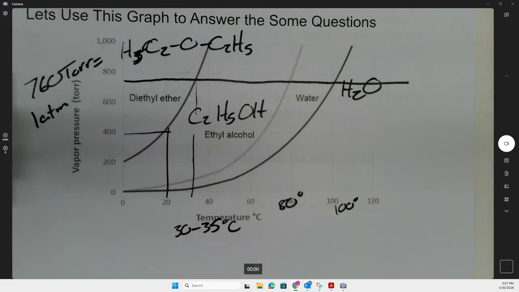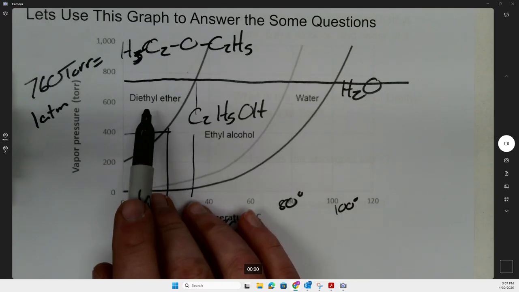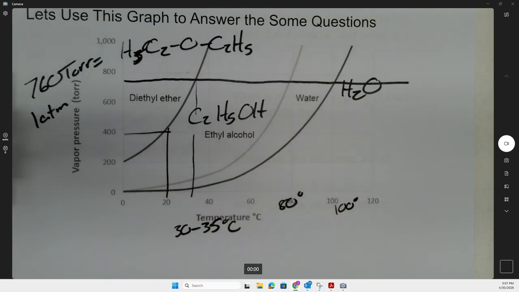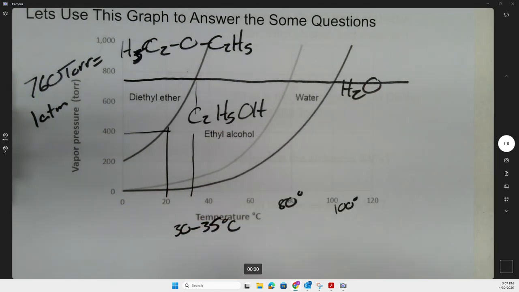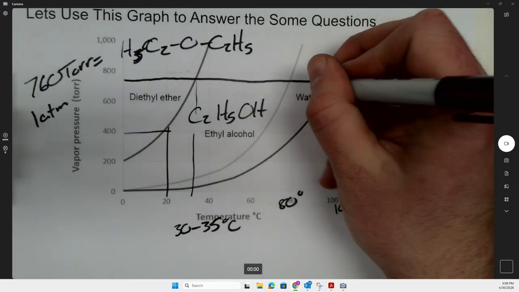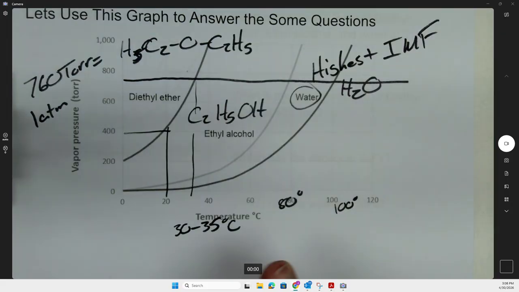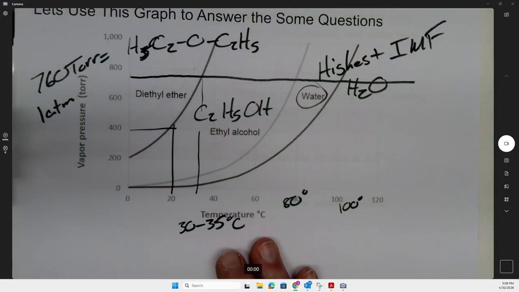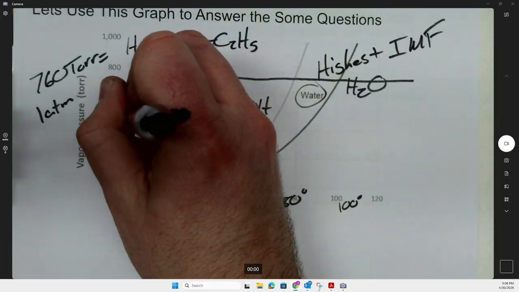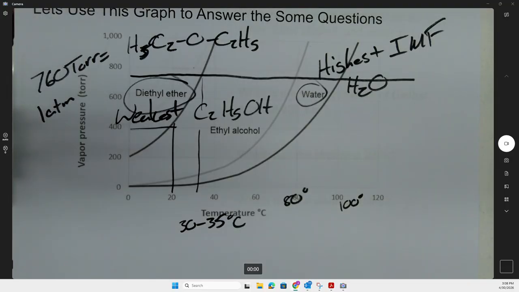Here's an important question for you. Out of the 3, diethyl ether, ethyl alcohol, and water, who has the strongest IMFs? Intermolecular forces. Do I think it's the ether, the alcohol, or the water? Why? Because that's the highest boiling point, right? So my water has my highest IMF. Which one has my weakest? The ether. There's a reason for this.